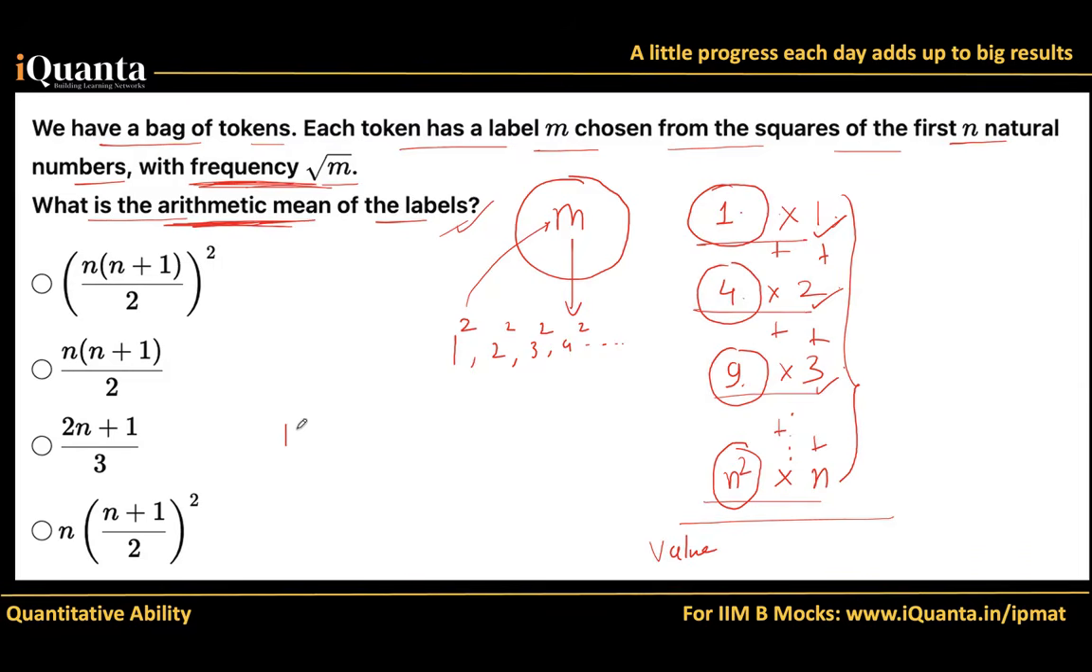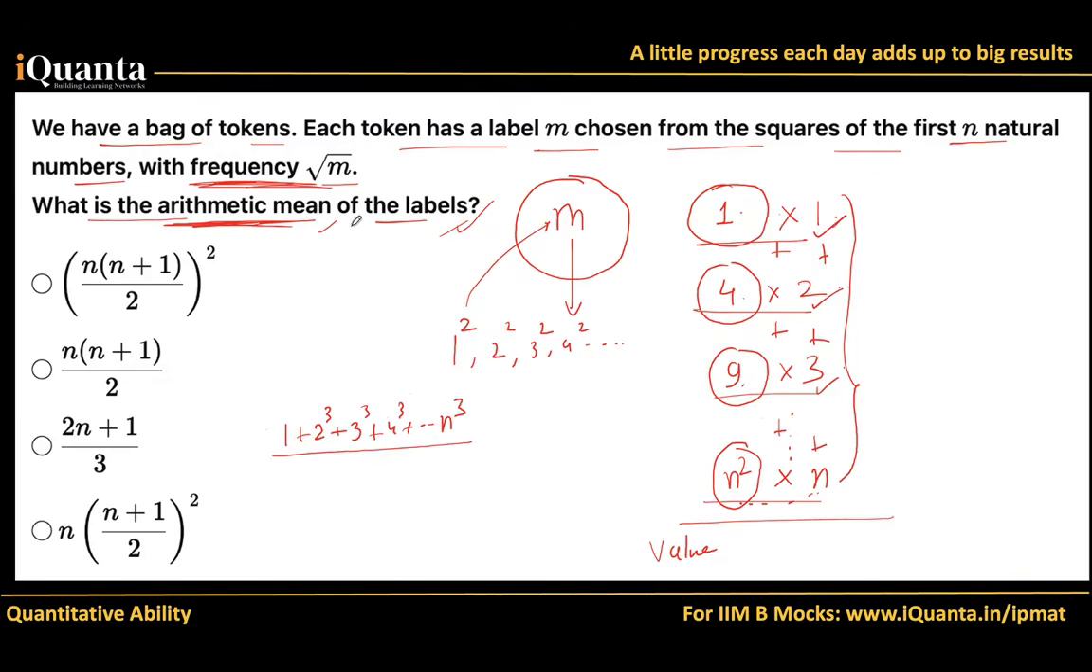So 1 into 1 plus 4 into 2 means 8, that is 2 cube. 9 into 3 is 27, that is 3 cube, and then 4 square, that is 16 into 4 means 64, that is 4 cube. And we are going to do this until n square into n, that is n cube. So basically the sum of labels of all the tokens is going to be this much.